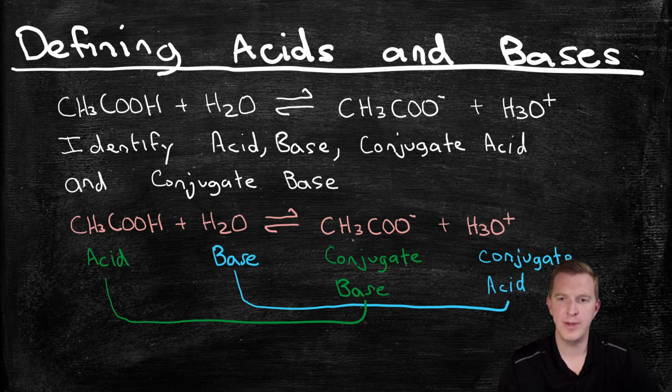Now, what we would want to do next is pair up the acid and the conjugate base pair. Whenever you have an acid on the reactant side, on the product side, it's always going to produce a conjugate base. So in this case, the acetate ion, CH3COO-, is going to be the conjugate base. Now, the thing that we started with on the reactant side, that was the base, that's our water, that's always going to form a conjugate acid on the product side. So that's going to be our hydronium ion, our H3O+.